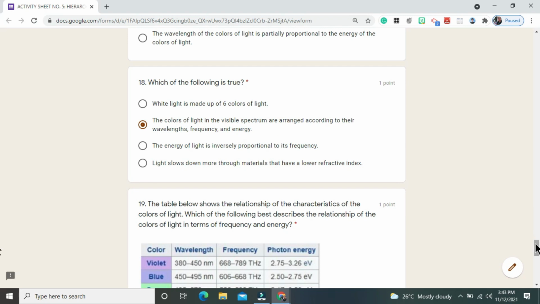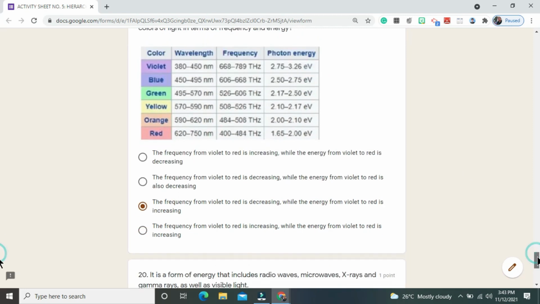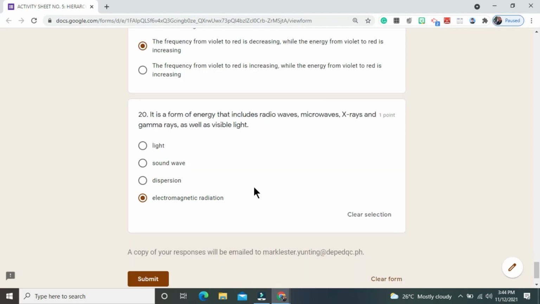Question number 19. The table below shows the relationship of the characteristics of the colors of light. Which of the following best describes the relationship of the colors of light in terms of frequency and energy? The correct answer is the frequency from violet to red is decreasing while the energy from violet to red is increasing.